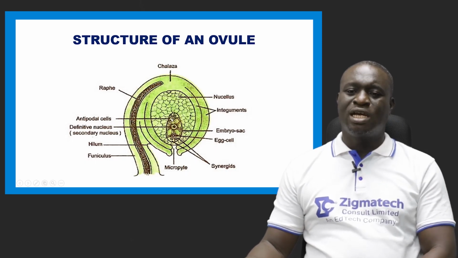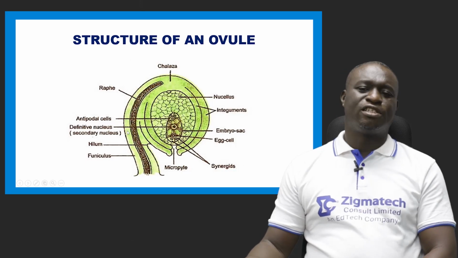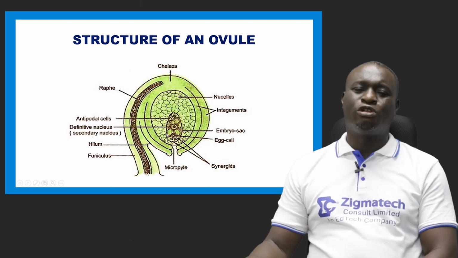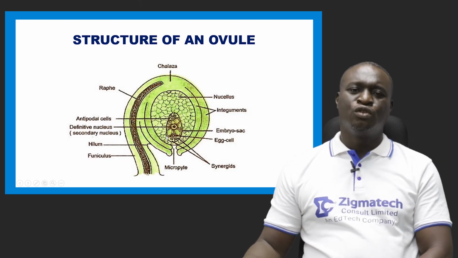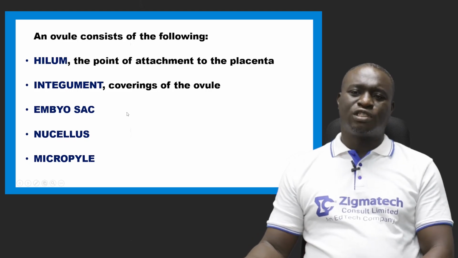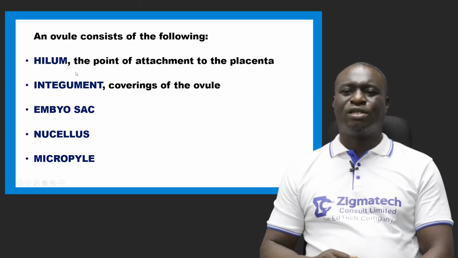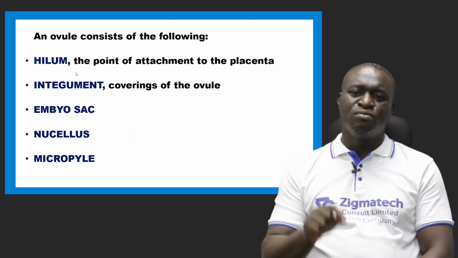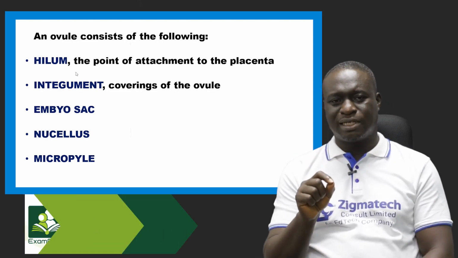And inside of it, you can see the definite nucleus, which is the secondary nucleus located here. And all these play major roles during fertilization processes. Now, an ovule consists of the hilum. The hilum is the point of attachment to the placenta.